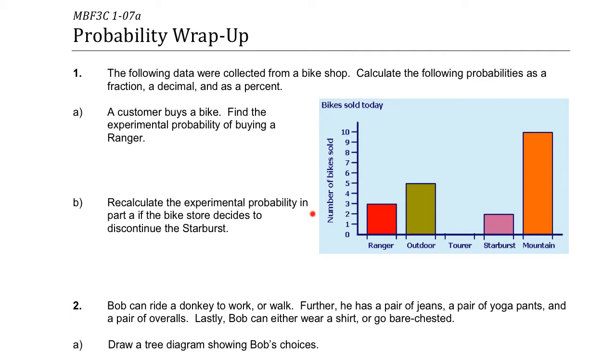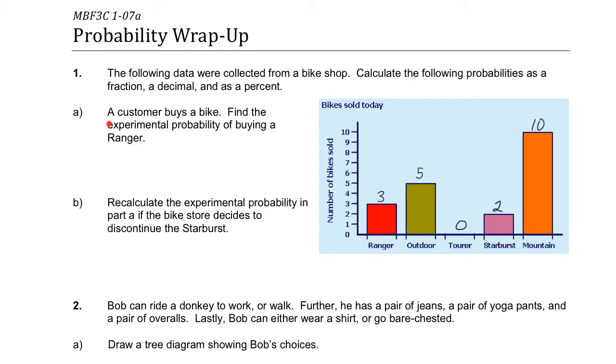So here I have a chart showing all the different kinds of bikes being sold at this bike shop and the number of those bikes sold. So we can see the Ranger had 3 sales, the outdoor bike had 5 sales, the Tourer had no sales, Starburst 2, Mountain 10. A customer buys a bike. Find the experimental probability of buying a Ranger.